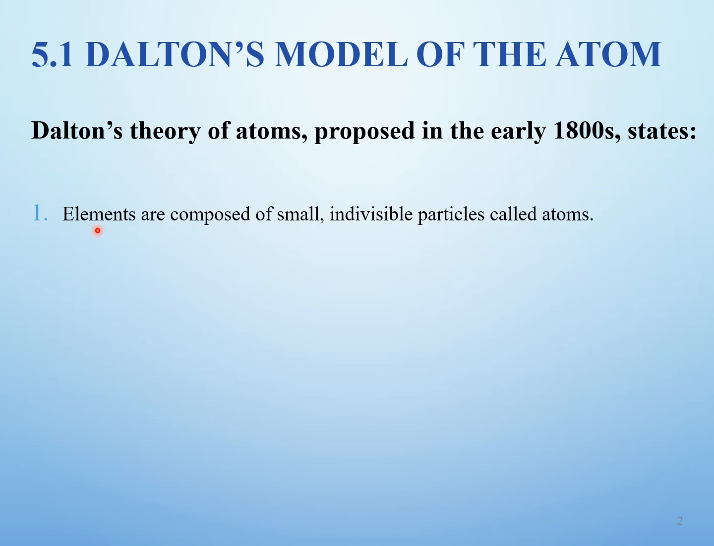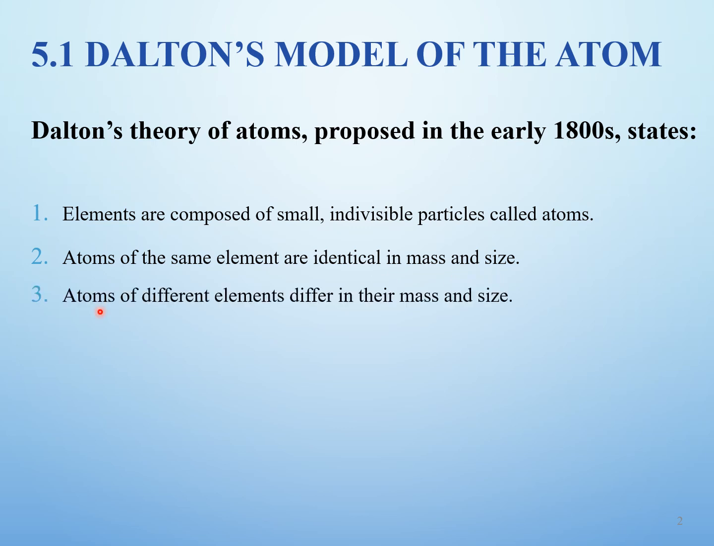It states that, number one, elements are composed of small particles called atoms. They're the smallest there is. And atoms of the same element are going to be identical in mass and size. It also says that atoms of different elements will differ in their mass and size. So basically, a different element will have atoms that are a little bit different.